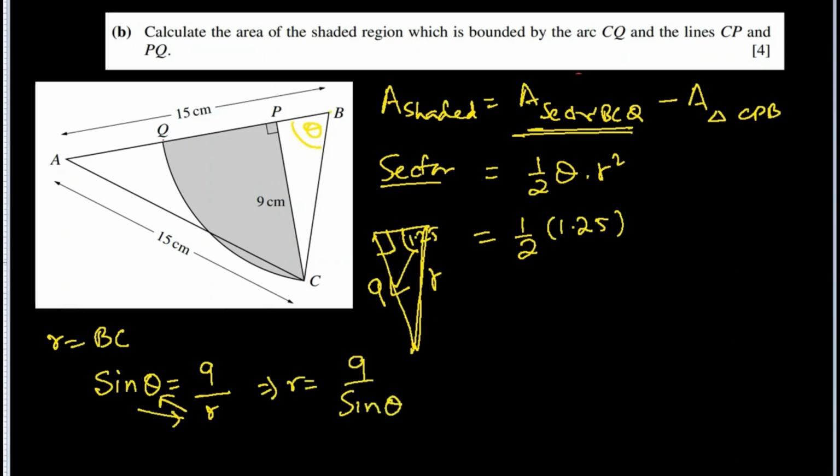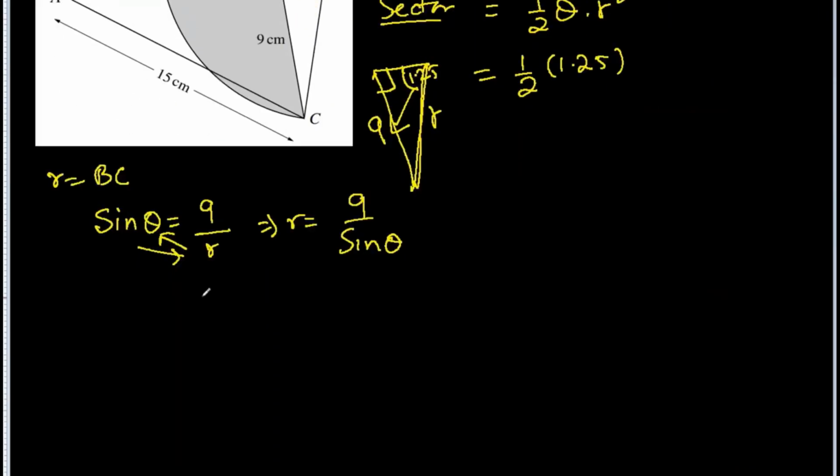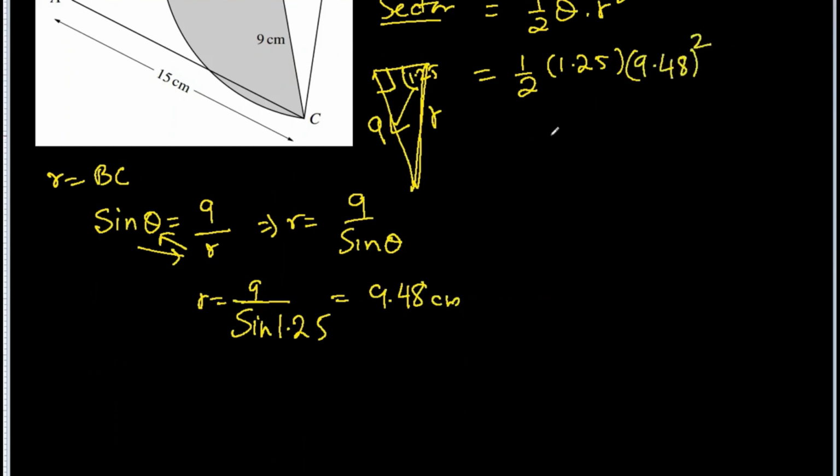and theta is known to us, 1.25. We'll use it. So r is 9 over sine 1.25, and that comes out to be 9.48 centimeters. So we know the radius now, and we can write it here, 9.48. I've rounded it off to 3 significant figures. Square it. So let me put this in my calculator and find the area.